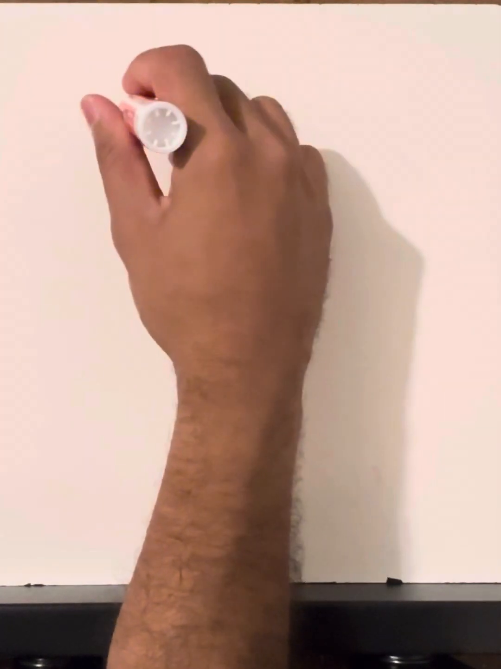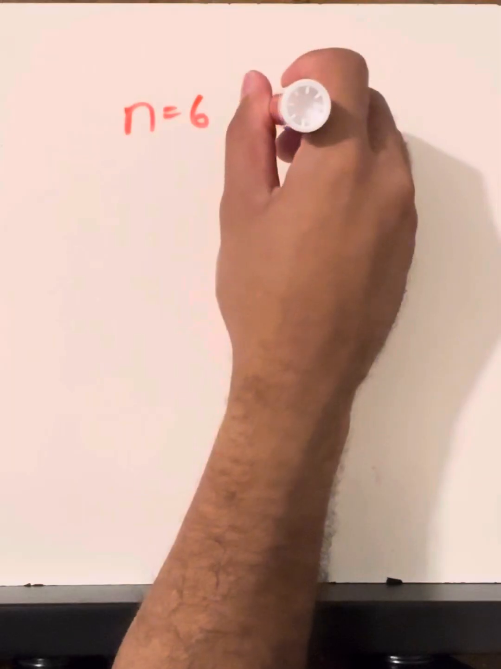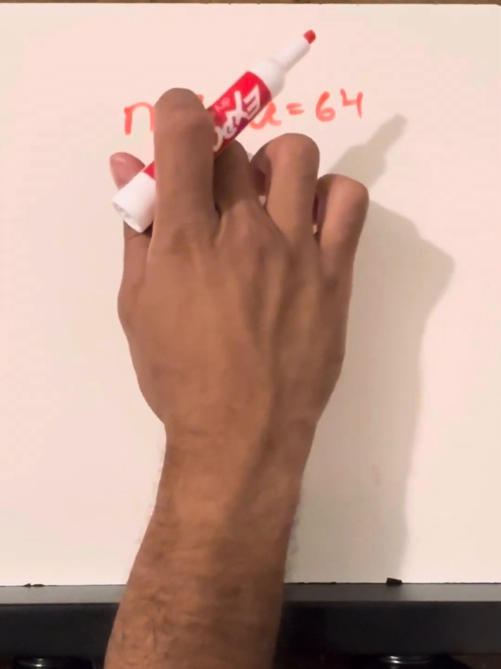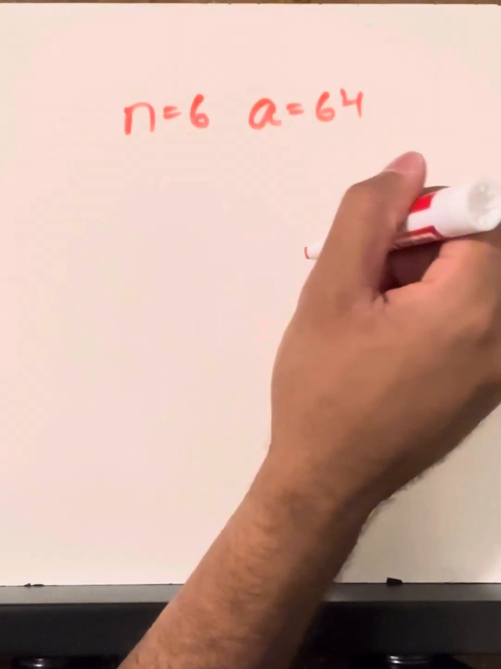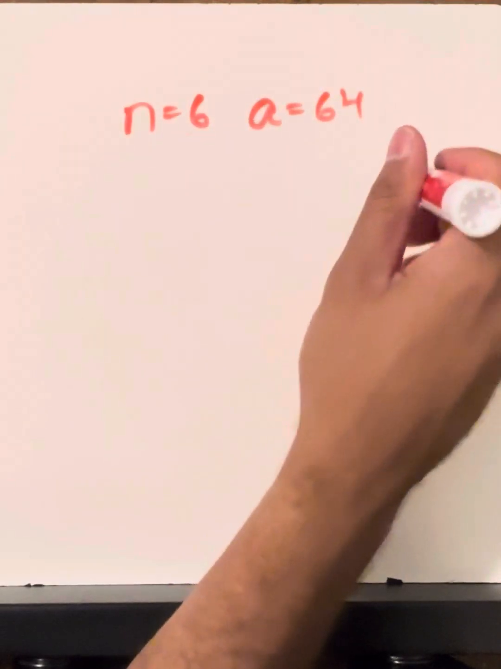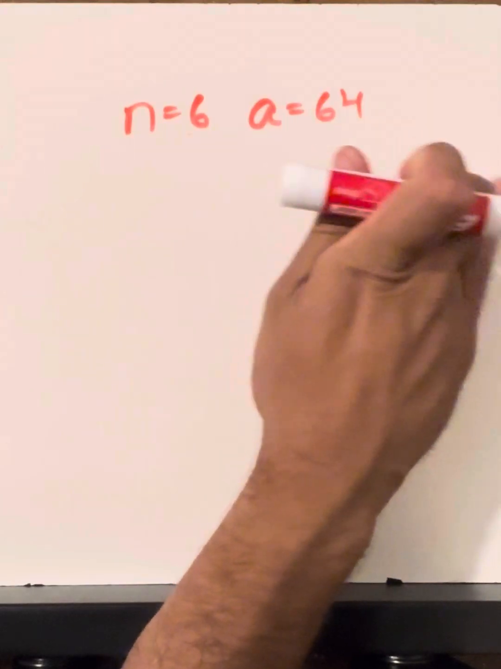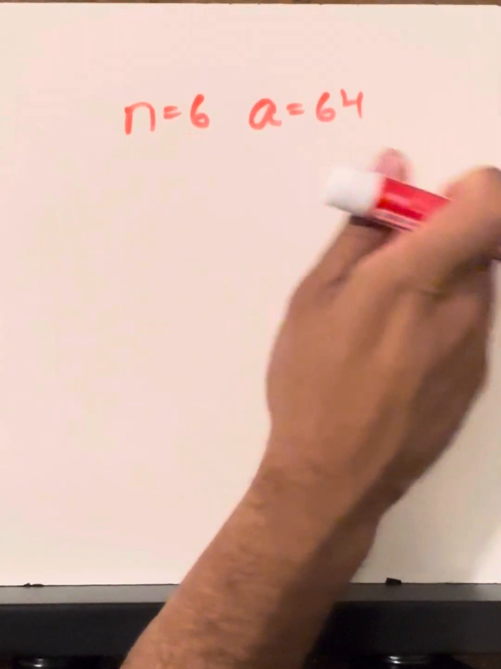Let's say, for example, that they say that n equals 6 and a equals 64. Notice that your n is even and your a is greater than 0. If that is ever the case, you're going to have two answers, and it's going to look like plus or minus whatever number you get at the end. So let's take a look at the question and remember that.